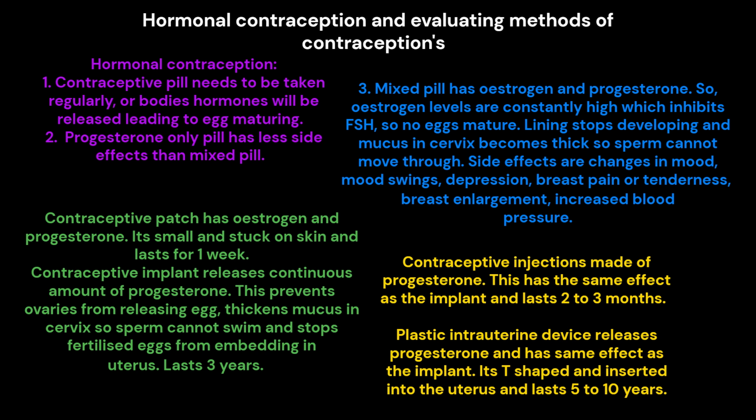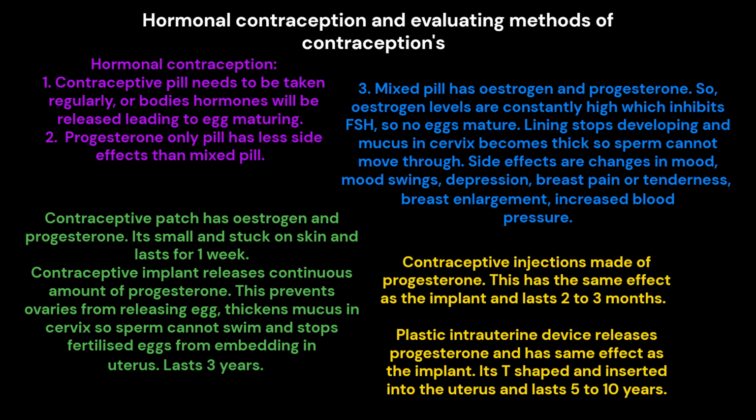Hormonal contraception. The contraceptive pill needs to be taken regularly, or the body's hormones will be released leading to an egg maturing. The mixed pill has estrogen and progesterone. So, estrogen levels are constantly high, which inhibits FSH, so no eggs mature. The lining stops developing and mucus in the cervix becomes thick so sperm cannot move through.